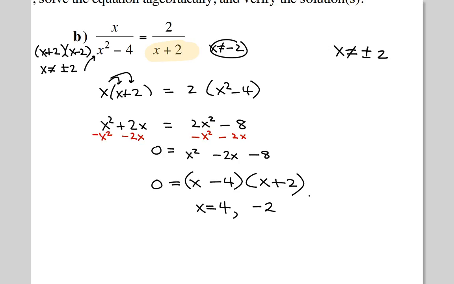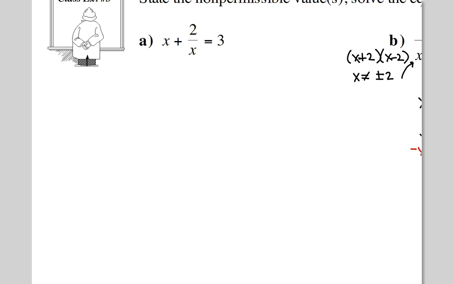So which one of those gets rejected? So say goodbye to that. This is rejected, or extraneous, however you want to say it. Rejected. Was that okay if I move on?